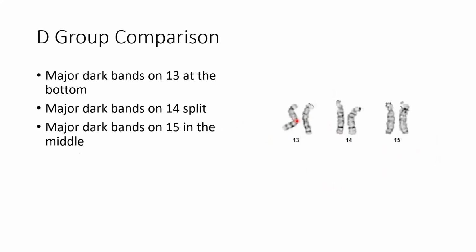When you've got that major dark band on 13, you're going to expect to see at least two more dark bands. When you've got that major dark band on 15, you're going to expect to see a lot more lightly staining area until you get to the very terminal end. And then 14 is fairly easily recognizable because of the major split. So I think I covered everything on that, yes.